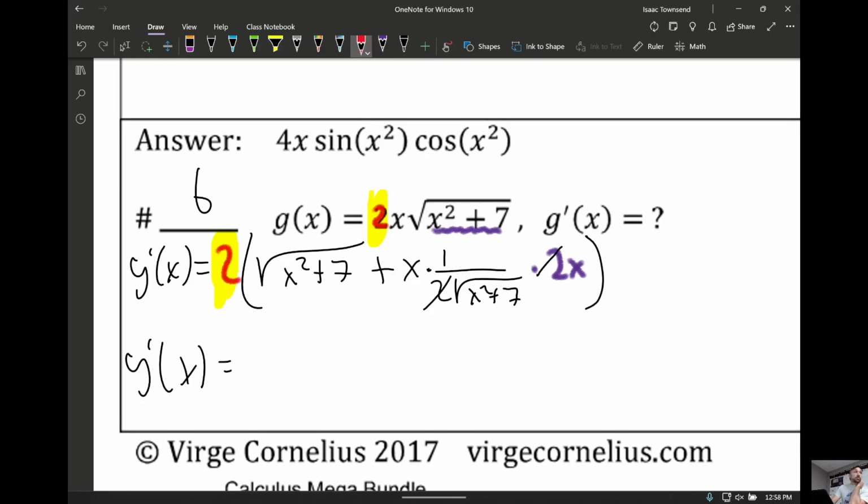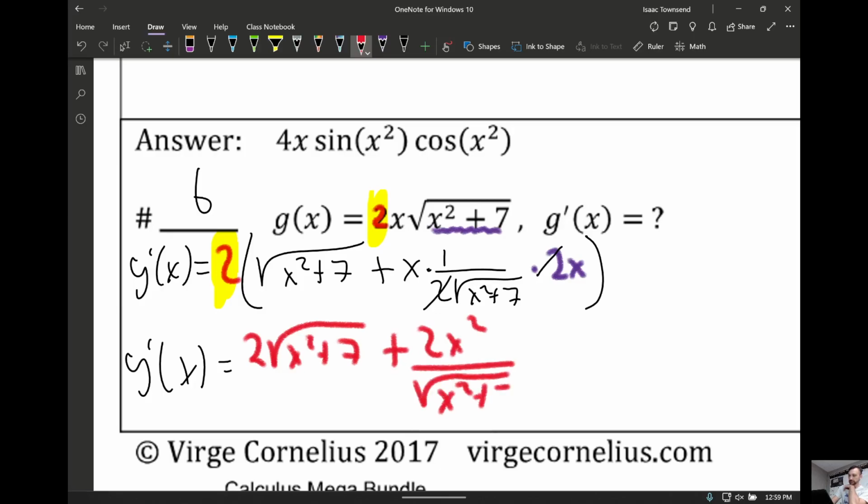I'm going to distribute this 2 back in, so I've got 2 times this, and 2 times an x squared over this. You okay with that? Wait, where did you get 2x squared? I'm distributing this 2 back. 2 times this gives me this. 2 times this. Oh, that, these canceled, okay. So x times the 2 gave me 2x squared. So you're okay with that?